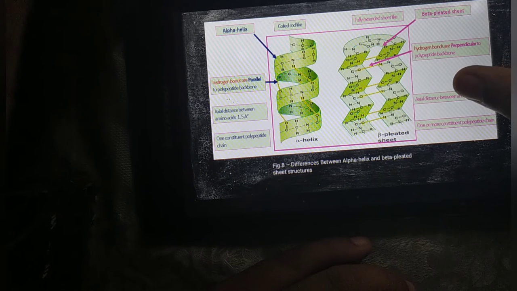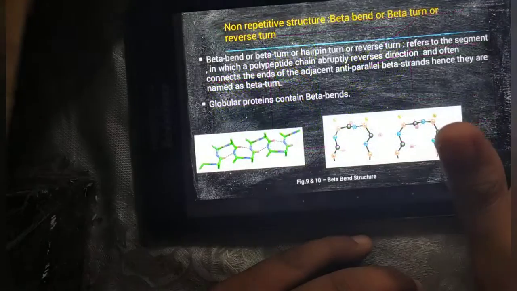And these are the differences. The axial distance between amino acids is 3.5 here, whereas here it is only 1.5. In the helix only one polypeptide chain is there, whereas here you can have one or more constituent polypeptide chains. So in the hydrogen bonding, you can see the difference in how they have been bonded.